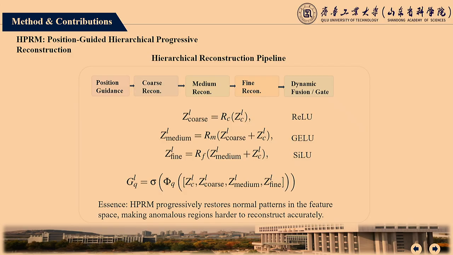The advantage of this design is that the normal region can be more accurately reconstructed, while anomalous regions which do not conform to the normal geometric distribution tend to produce larger reconstruction error. This is helpful for anomaly localization.